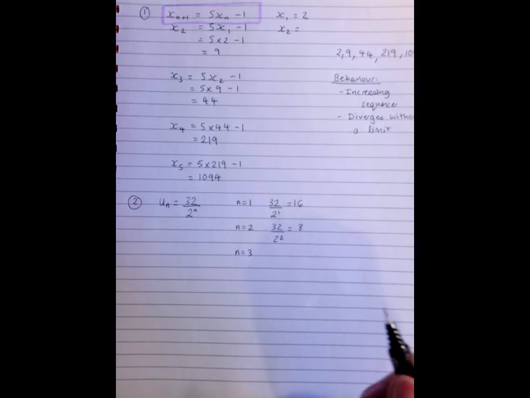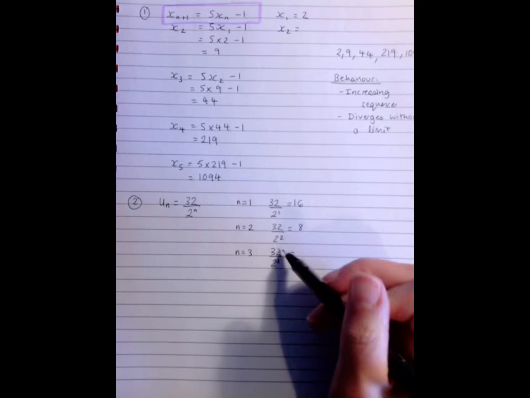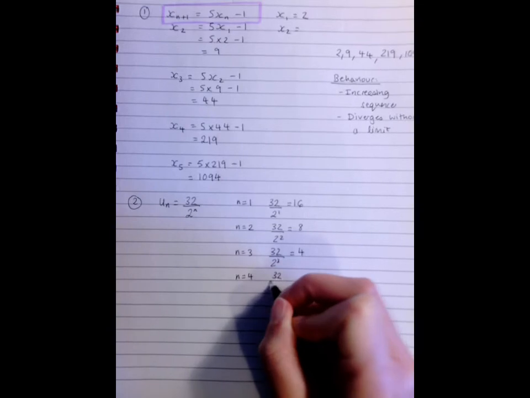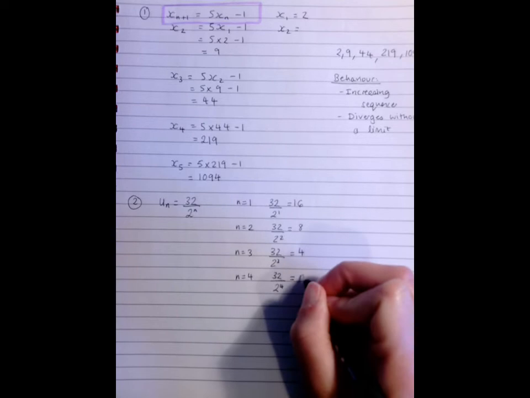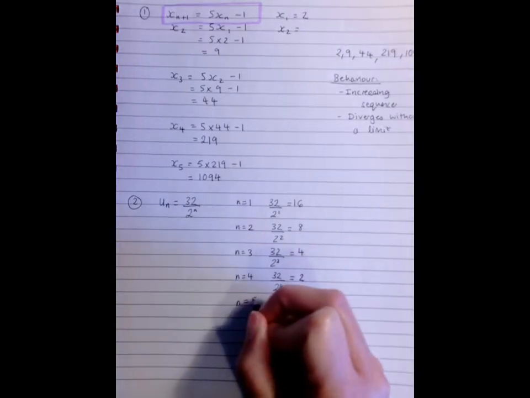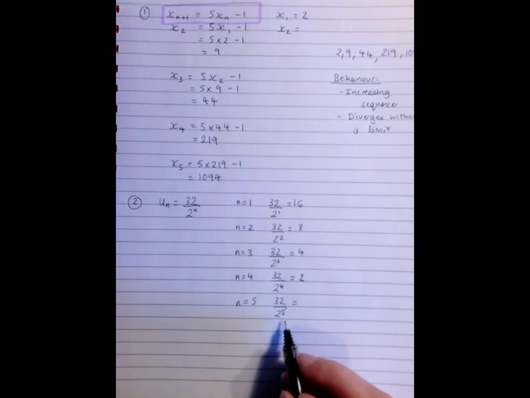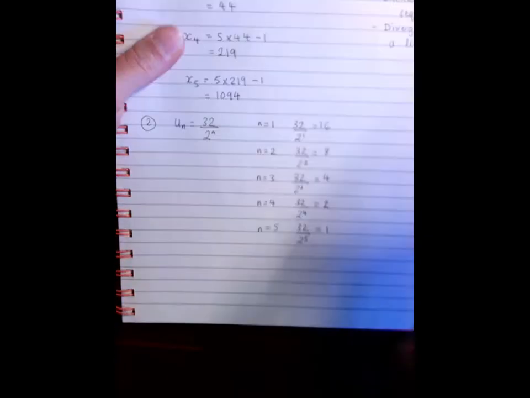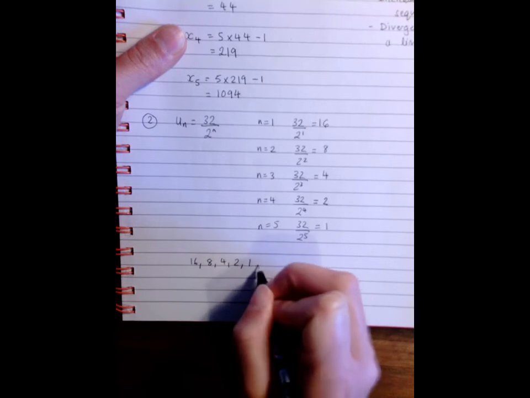And then we can carry on like this, so 32 over 2 cubed, which would be 32 divided by 8, which is 4. Then 32 over 2 to the 4. 2 to the 4 would be 16, so 32 divided by 16 is 2. And then we'll just do one more, so we've got 5 numbers. 32 divided by 2 to the 5. Well, 2 to the 5 is 32, so that just gives us 1. So I can see here that the numbers of the sequence are going 16, 8, 4, 2, 1, and carrying on.